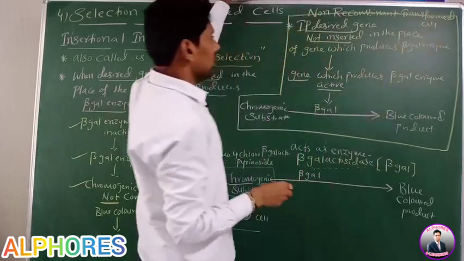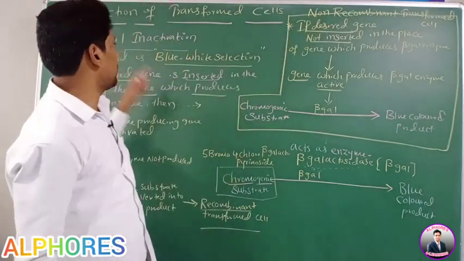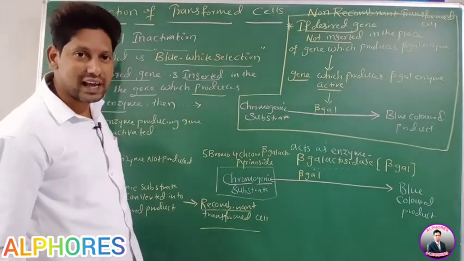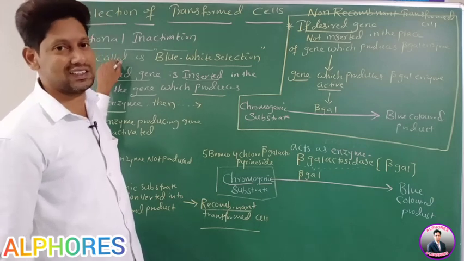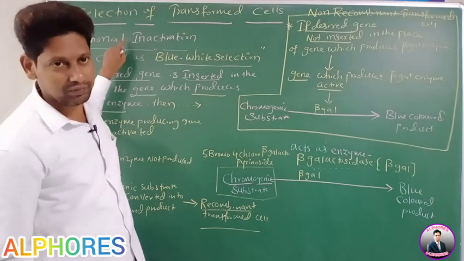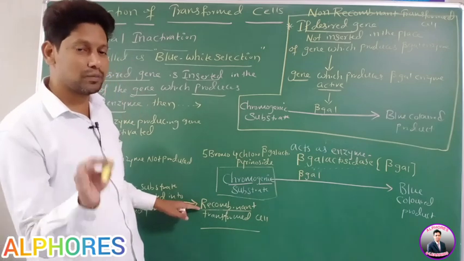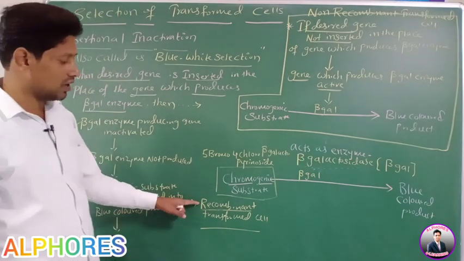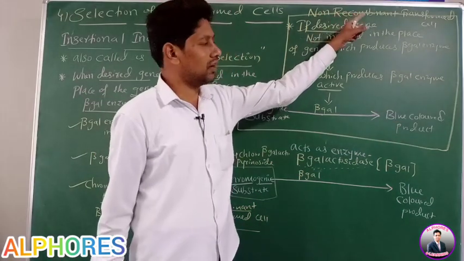Transformed cell. Therefore, recombinant transformed cells are separated from non-recombinant transformed cells by insertional inactivation, blue-white selection. Here, what is inactivated? The beta galactosidase enzyme producing gene is inactivated when the desired gene is inserted. So, insertional inactivation. It is a recombinant transformed cell if blue colored product is not produced. If blue colored product is produced, it is a non-recombinant transformed cell.